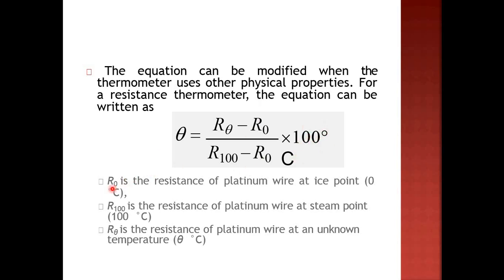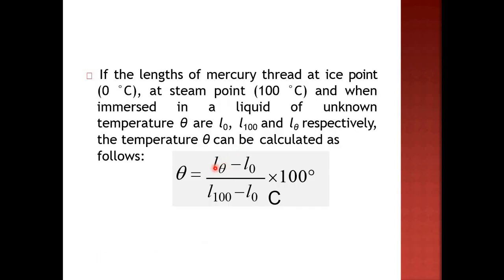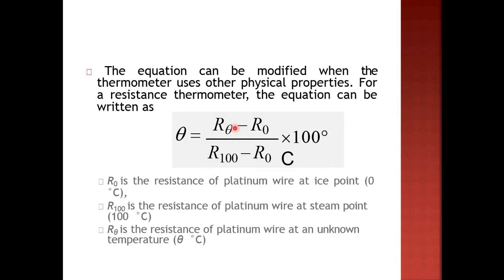R0 here is the resistance of the platinum wire at the ice point, R100 is the resistance of the platinum wire at the steam point, and Rθ is the resistance of the platinum wire at the unknown temperature. Normally this is the unknown temperature. This one is in length, this one is in resistance.